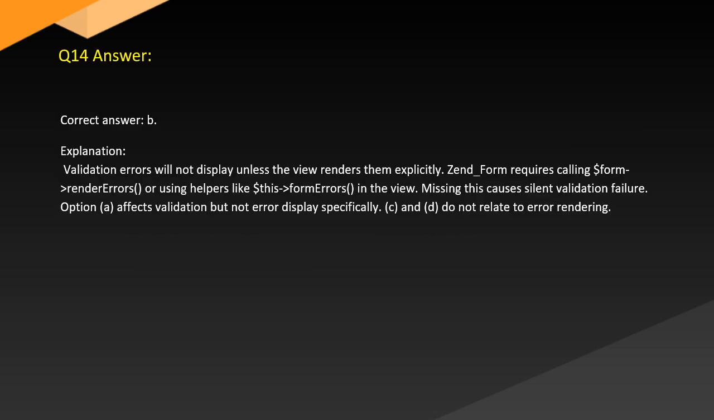Answer. Correct answer: B. Explanation. Validation errors will not display unless the view renders them explicitly. Zend Form requires calling form render errors or using helpers like the form errors helper in the view. Missing this causes silent validation failure. Option A affects validation but not error display specifically. C and D do not relate to error rendering.